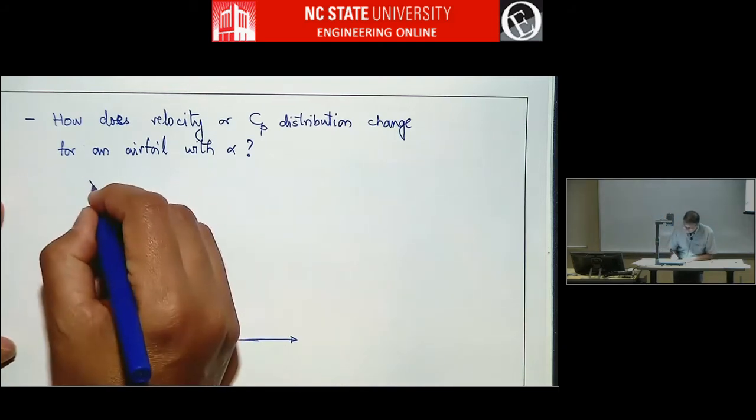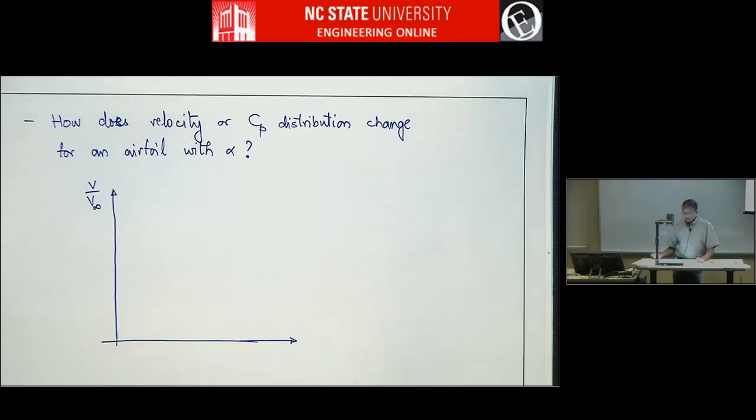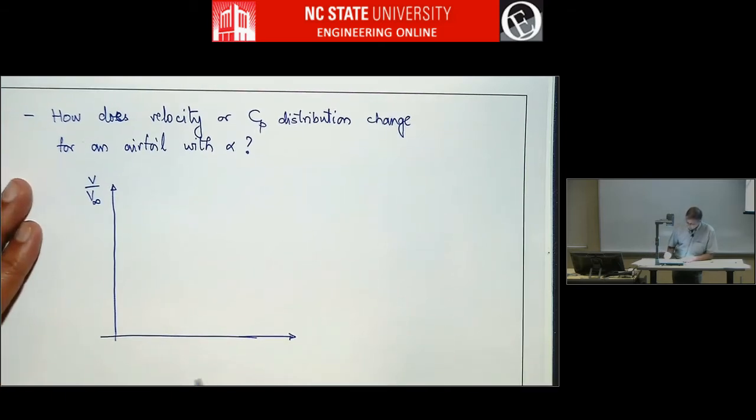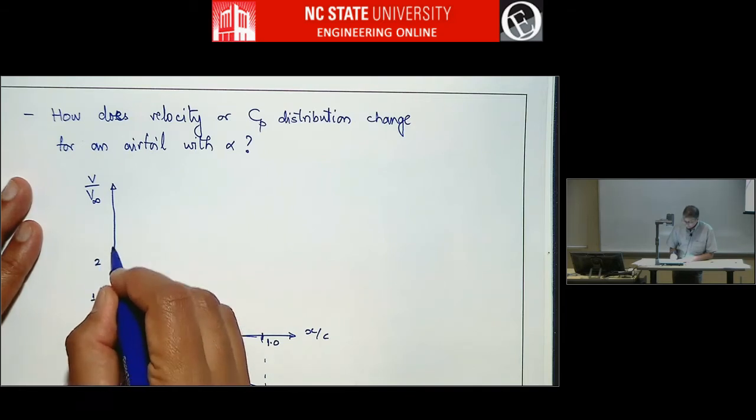So we'll talk about V over V infinity, because as we move on to airfoil design, this is the plot we'll look at. It's very similar to CP, so it's all fine. And then let's draw the airfoil below. So this is x over c of 1 to 0, and then velocity goes from 0 positive up.